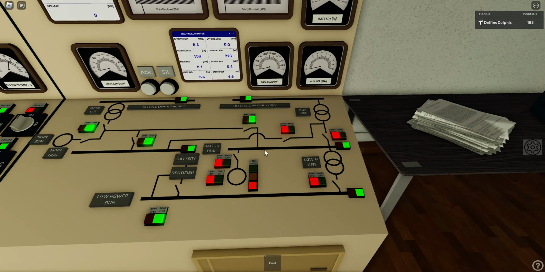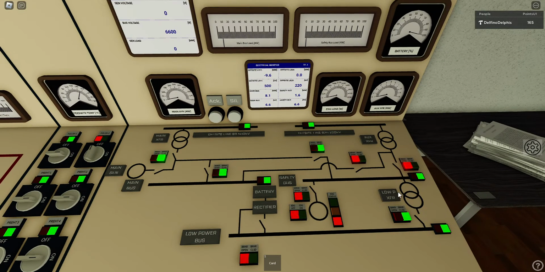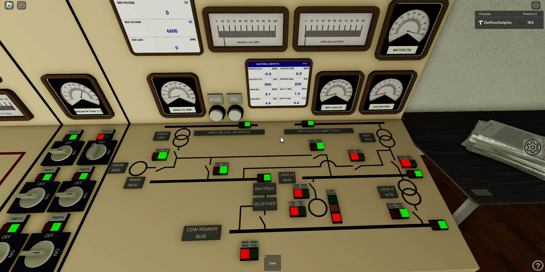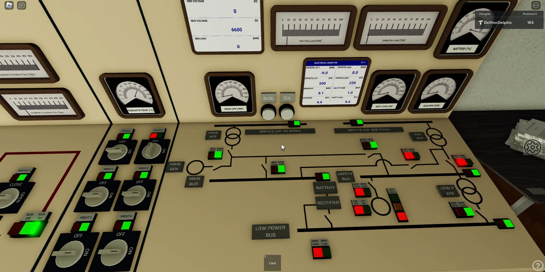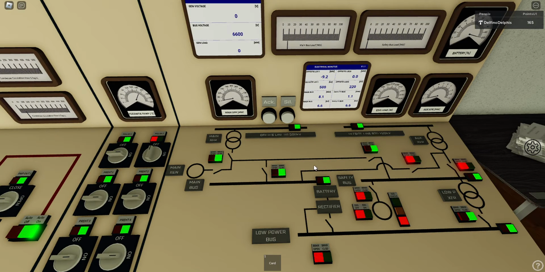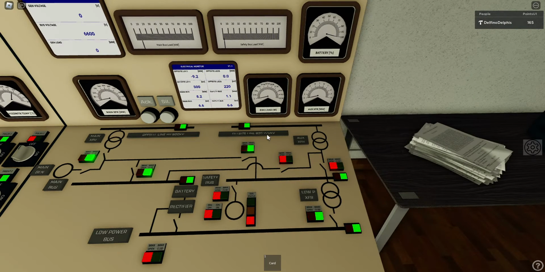It can also be powered from the safety bus by this switch. So now it's powered from the safety bus. And both of these buses can be powered from either the generator or each of the offsite lines, because we have 2 offsite lines which are independent of each other. So this is the main line. We are connected now to the main line. So you can see, if you look at the diagram, both buses are powered from here. If you want to power from the auxiliary line, you can do it also like that.